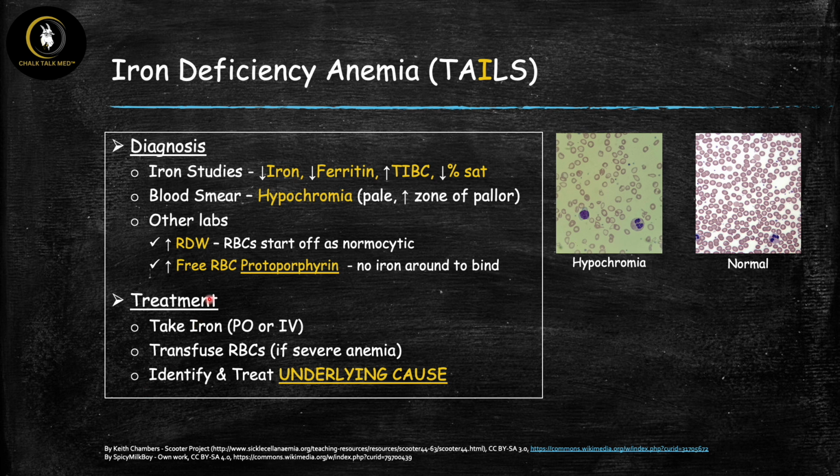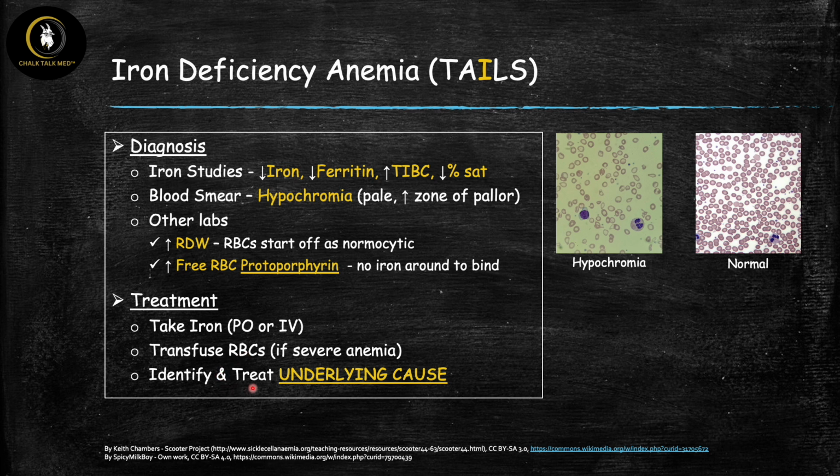And now finally, let's talk about the treatment. So once we've made a diagnosis, how are we going to treat iron deficiency anemia? And there's basically just 3 things to consider. Number 1, of course, is going to be to have the patient take iron. Most commonly, they can take it orally, but in more severe cases, we can also give iron infusion IV. If the anemia is really severe, then we can actually transfuse them with red blood cells to fix the anemia right away. And then finally, this is the most important one that I want to stress.